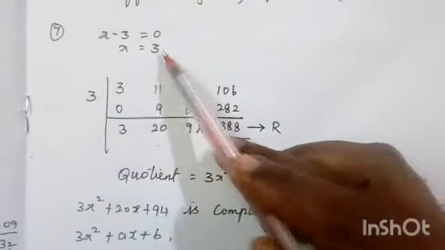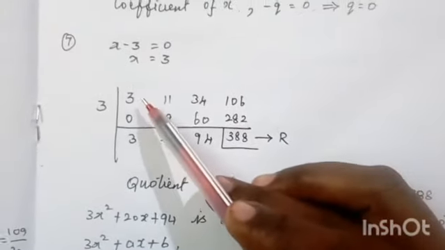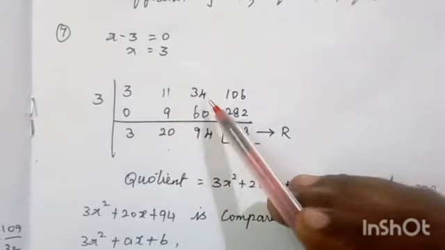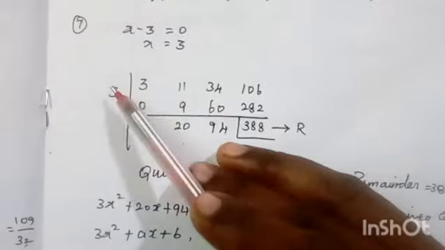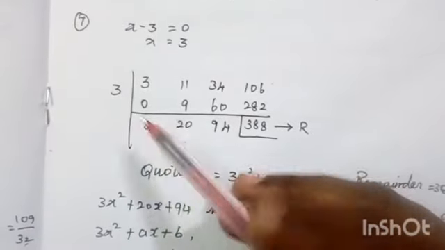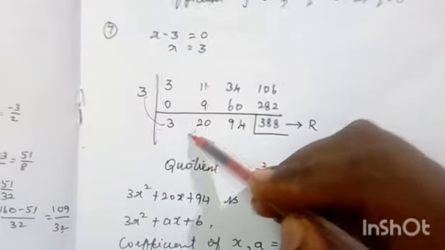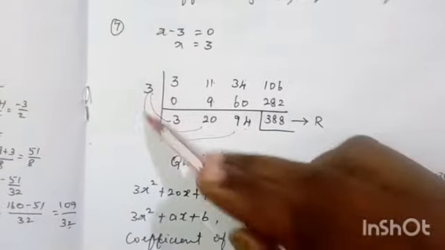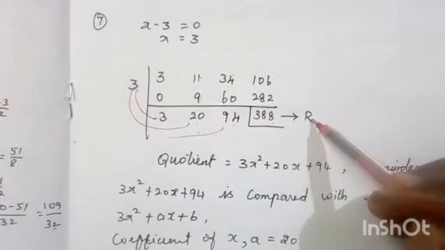First, you find the divisor: x minus 3 equal to 0, so x equal to 3. Then write the coefficients of the given expression: 3, 11, 34, 106. In the first place you write 0. The divisor is 3. Add these two, 3. Then 3 threes are 9. Add these two, 20. 20 into 3, 60. Add these two, 94. 94 into 3, 282. Add these two, 388. It is the remainder.